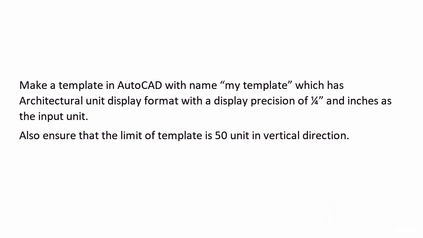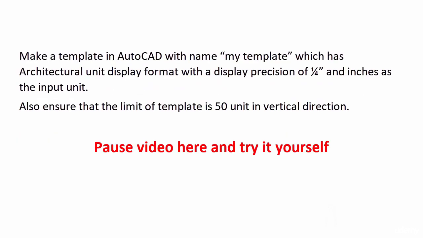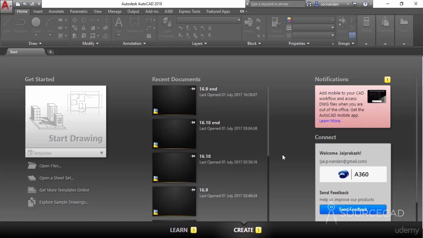Also ensure that inches is selected as the unit, and the limit of this template should be set at 50 units in vertical direction. So these are different points that you need to keep in mind. Now let's get back to AutoCAD. So when you launch AutoCAD, you'll reach this zero screen, and here you need to launch it with the default template.